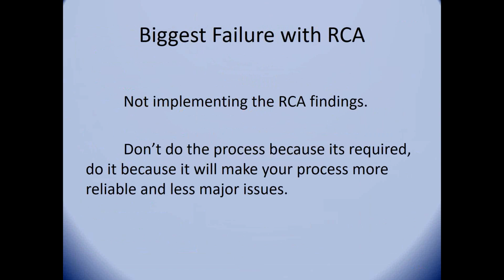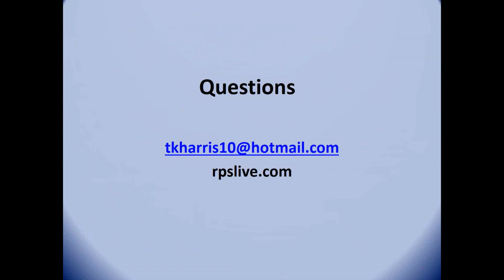But again, one of the biggest failures I find in root cause analysis and in RCM is that we do these processes and we don't implement our findings. So one of the key things we need to do when we do an RCA or an RCM is go out and implement what you found, correct what you find. Don't do the process because it's required by corporate. Do it because it'll make your processes more reliable, and you'll have fewer of these major failures and major incidents. Very important process, but we have to implement the findings.